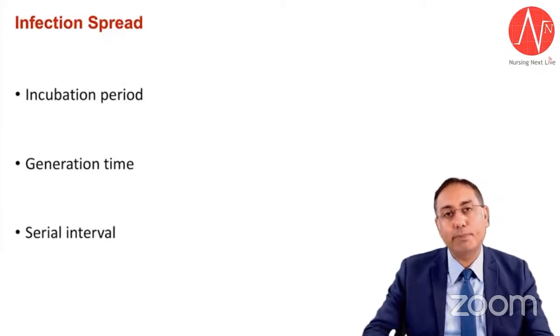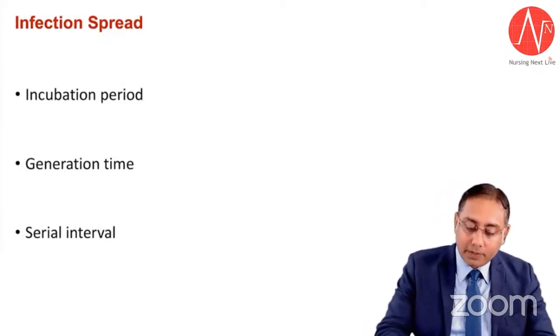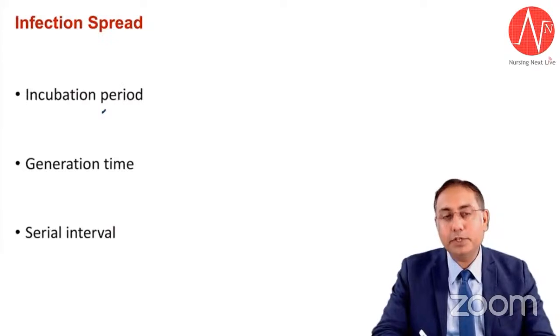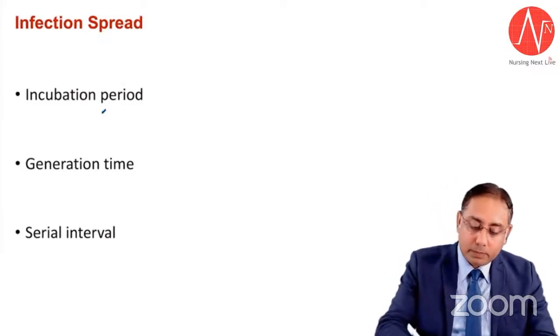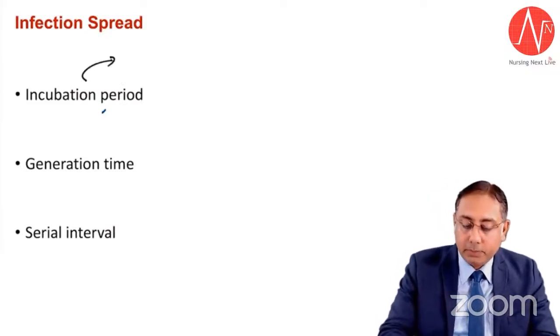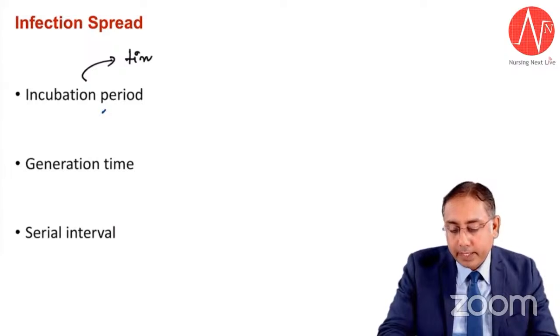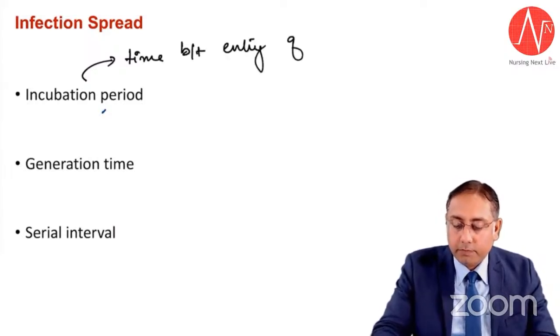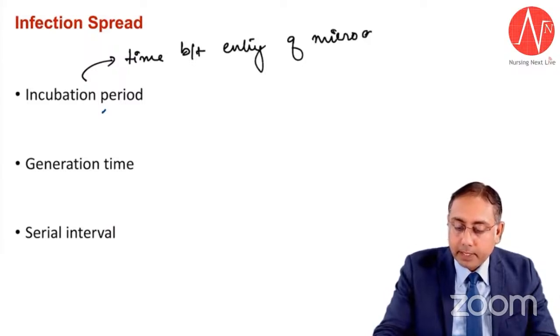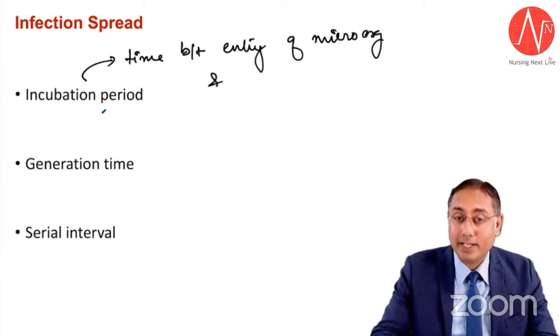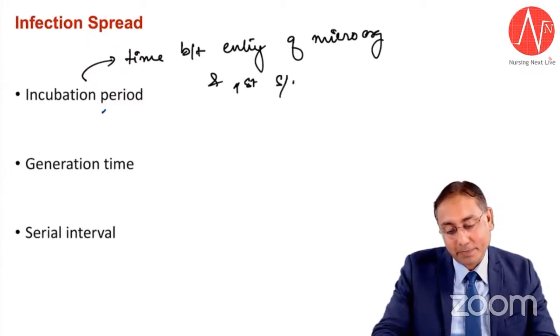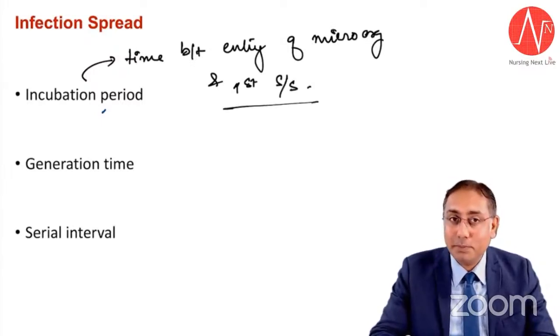What are these modes of spread of infections? We can have different time periods. There could be the incubation period, which we discussed in the previous module, the generation time, or the serial interval. What is the incubation period? We already had a discussion. Incubation period is the time between the entry of the microorganism and the first sign and symptom. That is the incubation period.